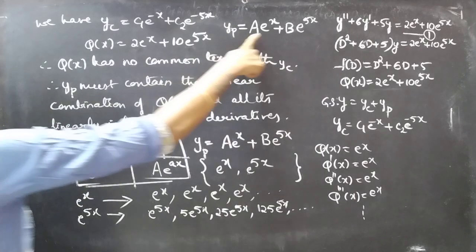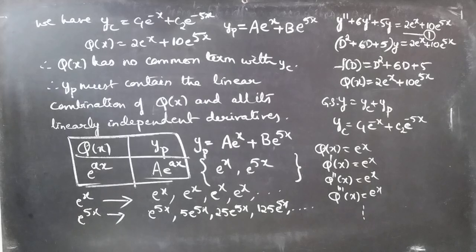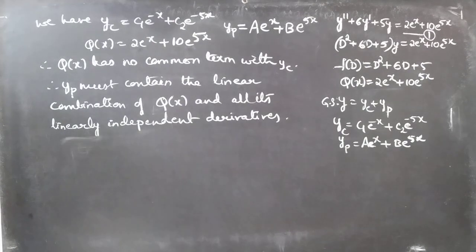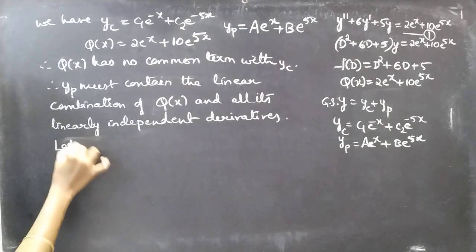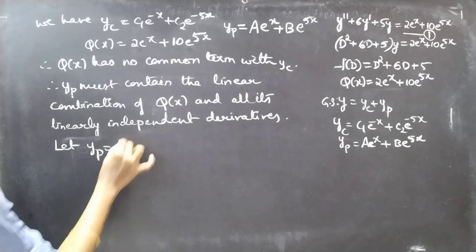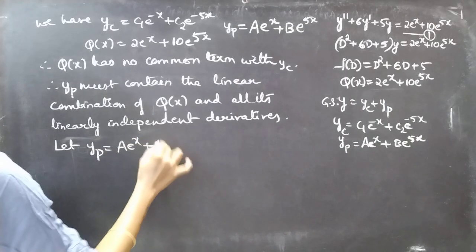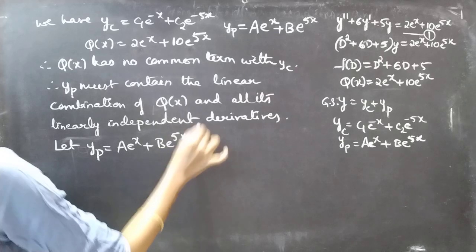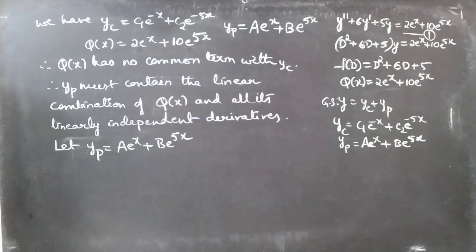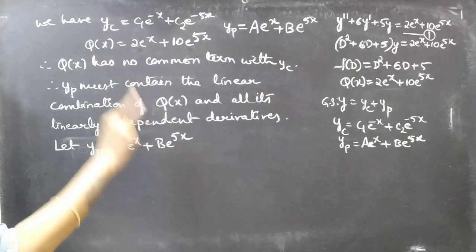Here a and b are the undetermined coefficients. We have to find a and b values. Now coming to the problem, let yp equal to a e power x plus b e power 5x, such that it satisfies the given equation.